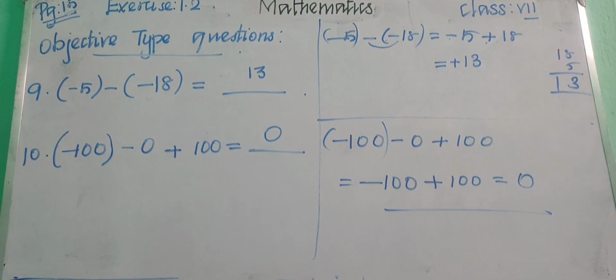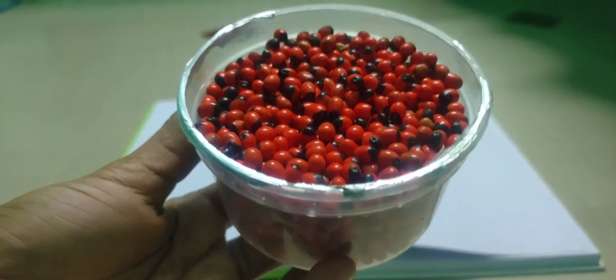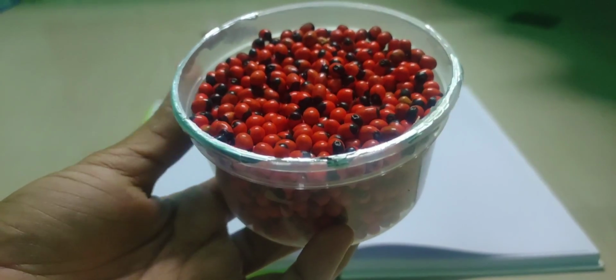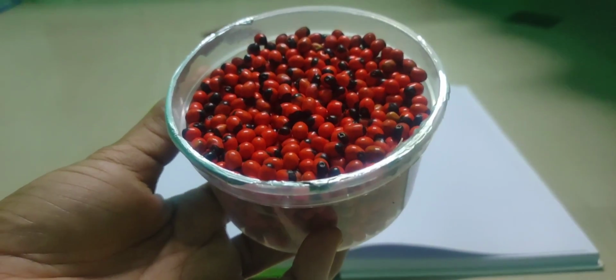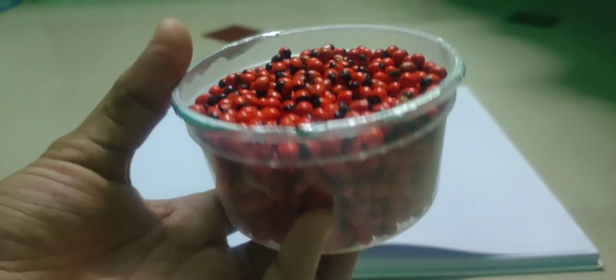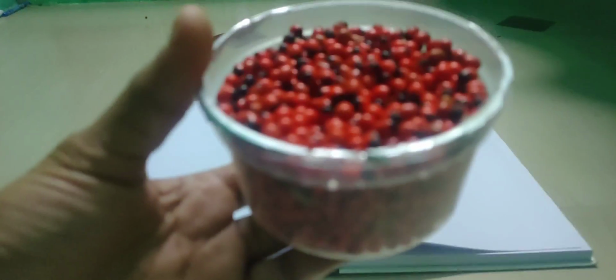So the next topic we are going to learn is about multiplication of integers. We have learnt about addition of integers, subtraction of integers, and the next is multiplication of integers. Okay, so let us do it. Children, see, for you I have taken some rosary pea seeds. You will call it kunnimuttu. So let us learn multiplication by using this.